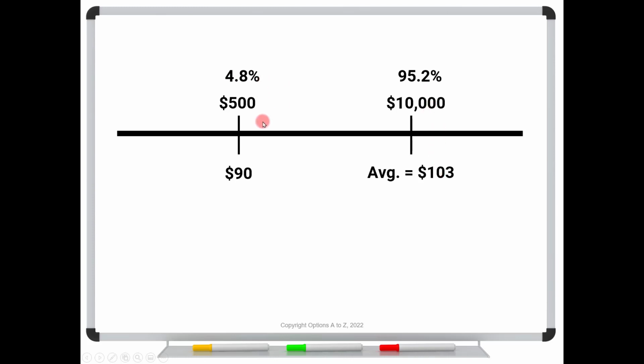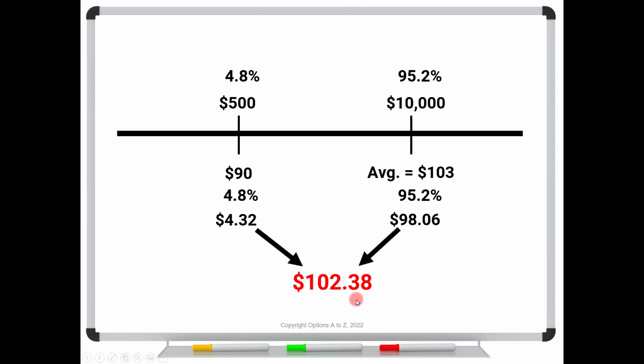So we're just going to take 4.8% times 90 and 95.2% times 103. That gives us $4.32 over here. It gives us 98.06 over here. We add these two together and the average is 102.38. So this is another good example where in a case like this, I probably wouldn't do this additional purchase. It's only bringing your average down from 103 to 102.38. It's hardly making a dent.